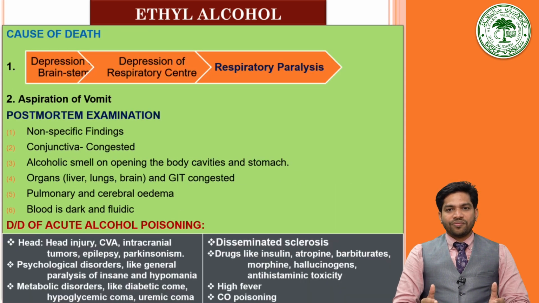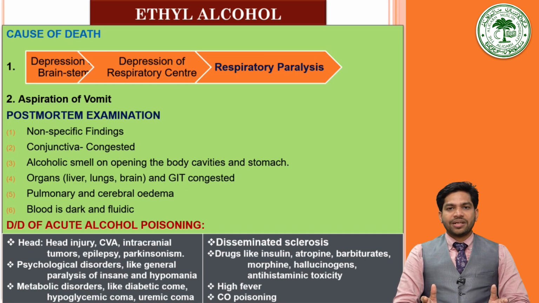Then the cause of death in case of the ethyl alcohol poisoning, particularly acute cases, is the respiratory paralysis and the aspiration of the vomit contents. In case of ethyl alcohol poisoning, it causes depression of the brainstem, resulting in the depression of the respiratory centers, and that causes the respiratory paralysis that results in asphyxia and the death of the person. Further, aspiration of the vomit content can cause the aspiration pneumonitis, and even the vasovagal spasm that may lead to the death of the person.